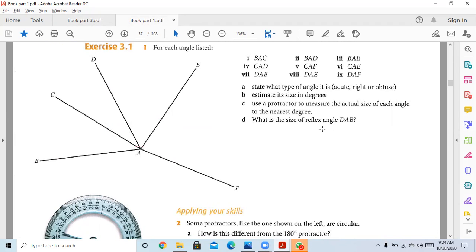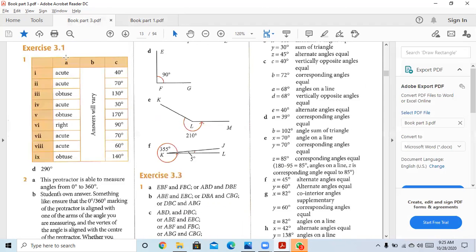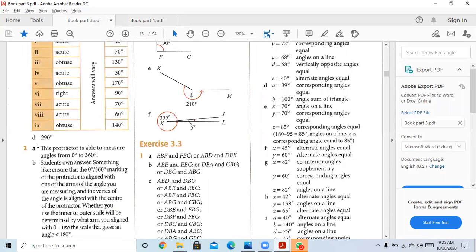Now what is the size of reflex angle DAB? DAB. The size of the reflex angle is 290 degrees. You just subtract DAB from 360, so you can get your answer easily.